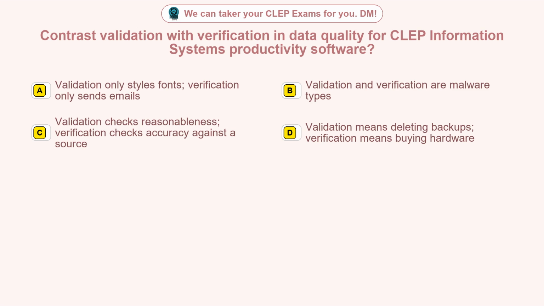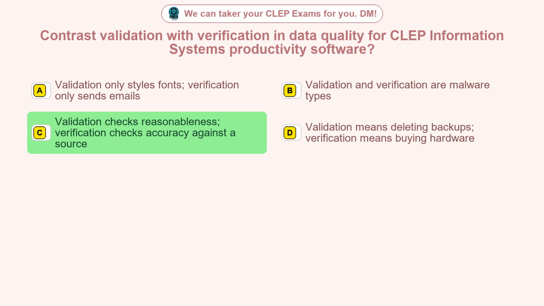Question 87. Contrast validation with verification and data quality for CLEP Information Systems productivity software. Option A. Validation only styles fonts, verification only sends emails. Option B. Validation and verification are malware types. Option C. Validation checks reasonableness, verification checks accuracy against a source. Option D. Validation means deleting backups, verification means buying hardware. The correct answer is Option C.